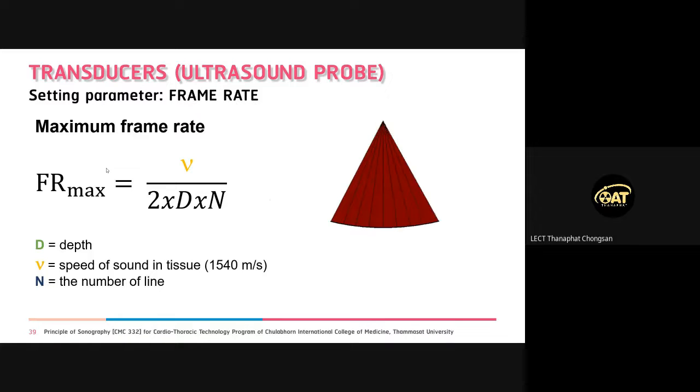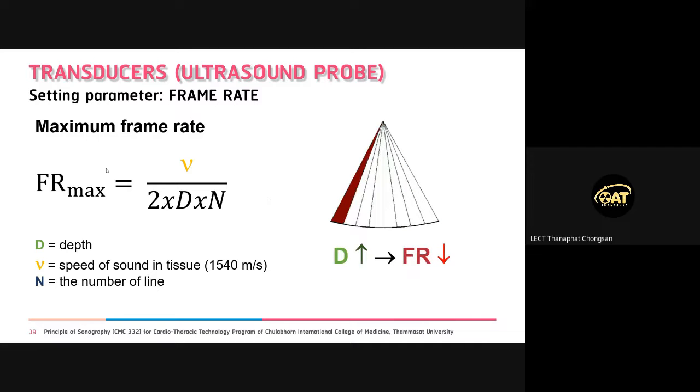From the formula, if we would like to see a deep position, for a position at a higher depth we cannot use a high frame rate. But if we use a low number of lines, we can use a high frame rate. Okay.